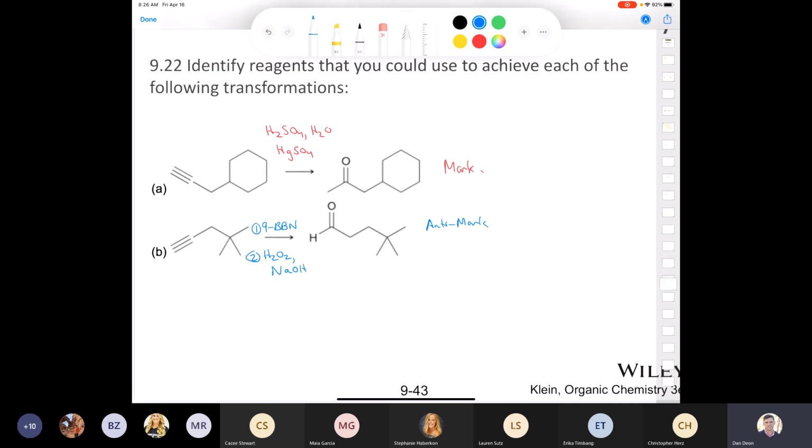And of course, remember that both of these reaction conditions first produce an enol, which undergoes tautomerization to give us the ketone and the aldehyde respectively. But that in a nutshell is what you need to know about section 9.7. Markovnikov addition across a terminal triple bond gives you a methyl ketone, which we're going to use a lot, and anti-Markovnikov addition across a terminal alkyne gives you an aldehyde.